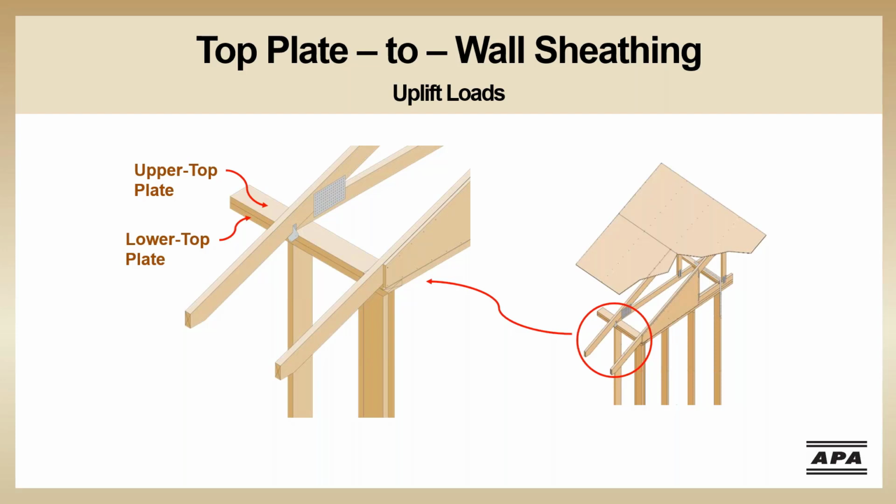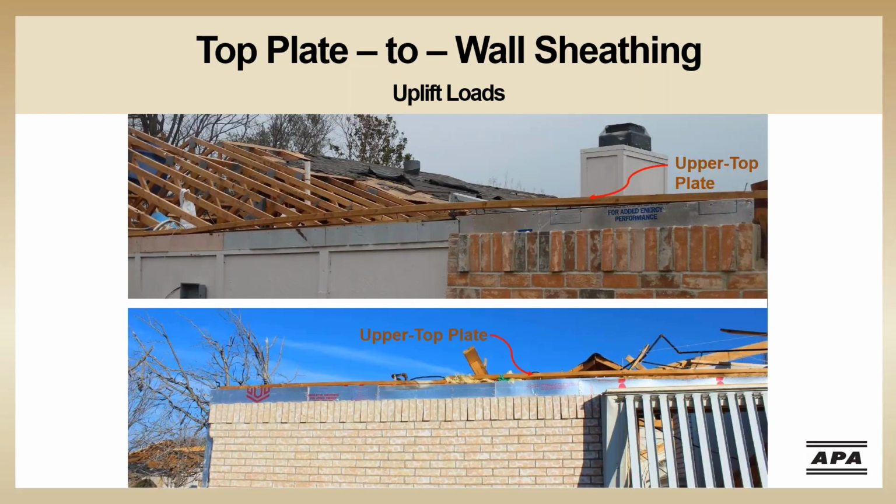Let's look at some photos of this connection failure. On both of these houses, the wall sheathing did not extend and attach to the upper top plate. When the uplift load on the roof attempted to move from the roof framing down to the wall assembly, the upper top plate began to separate from the lower top plate. In the top photo, you can see the face nails withdrawn all along the upper top plate. Connecting the wall sheathing to the upper top plate can help eliminate this failure.